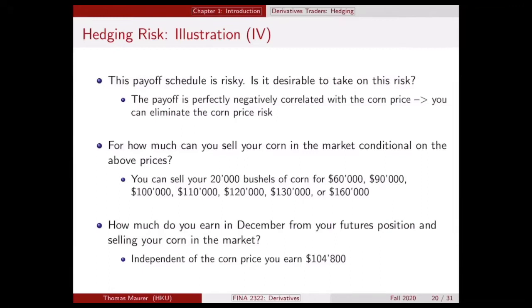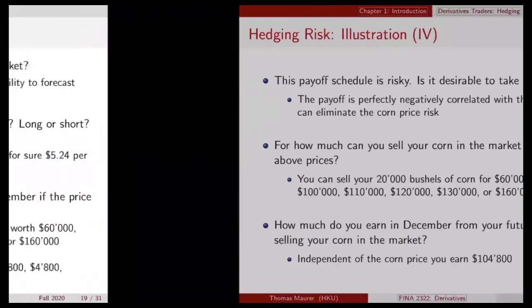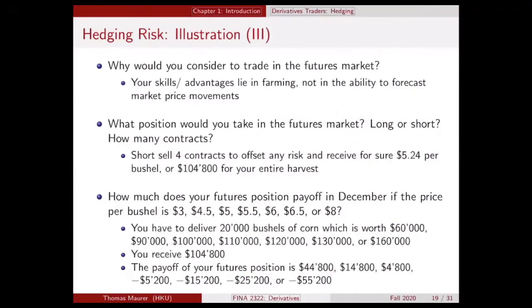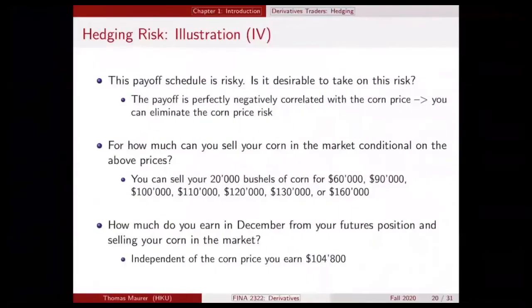So think about the farmer produces the 20,000 bushels of corn. It is now December. He sells that in the local market. Now you can look at all these different prices from before. Let's suppose the corn price is only $3. Then he will receive in the local market $3 times 20,000, or he gets cash of $60,000. Now, if I combine that with my payoff of $44,800 from the futures market, that gives me an overall payoff as a farmer of $104,800.